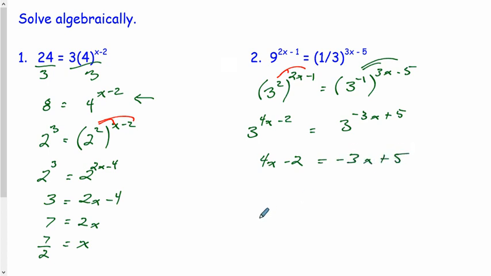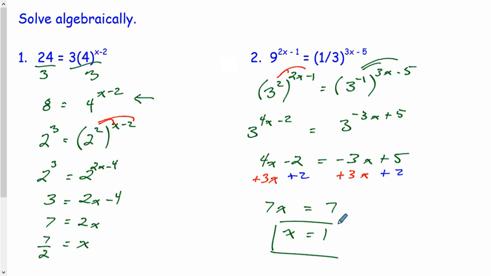I want to collect all the x's to one side. And I want to collect all the constants to the other side. So I'll add the 2 on both sides. And I get 7x equals 7. Divide by 7, and x is equal to 1. There's question 2. Let's try a few more questions.